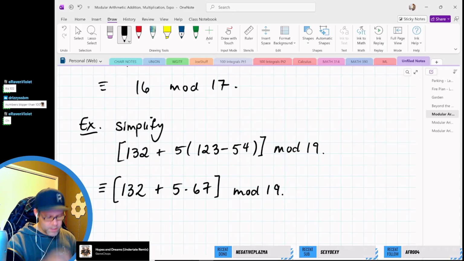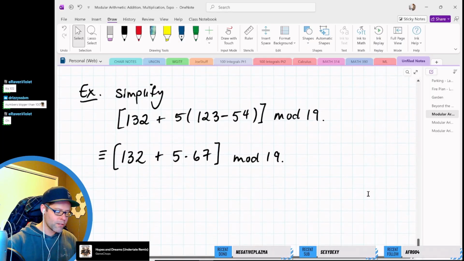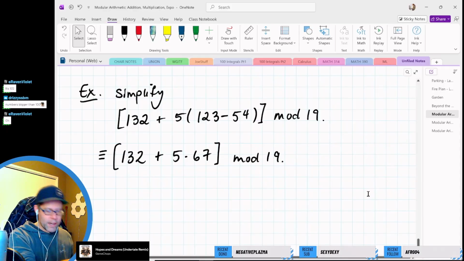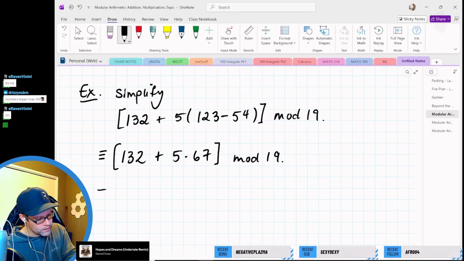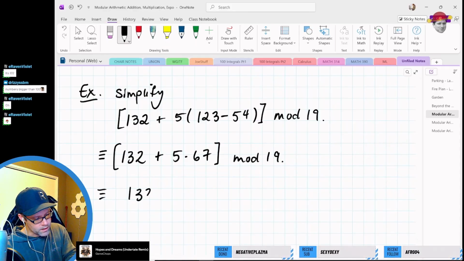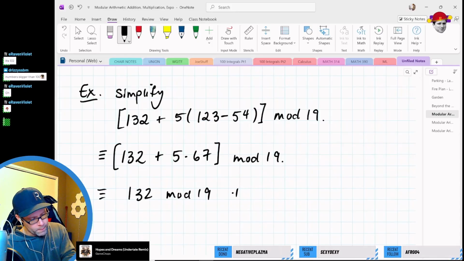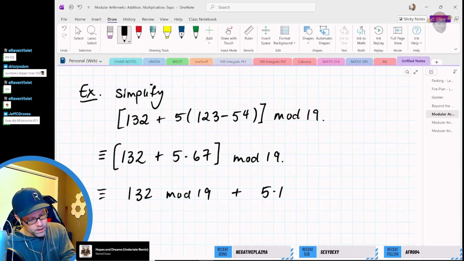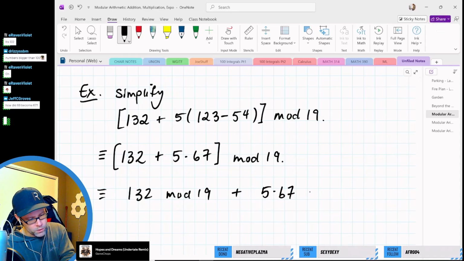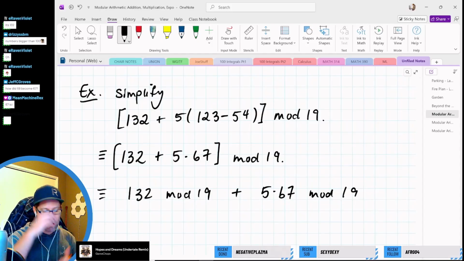So modular arithmetic, we've seen, can be broken up by addition, right? So I can really think about working mod 19 with that 132. So I'm just going to rewrite this. Let's just consider mod 19 over here, and let's consider mod 19 here. And then once we've done those pieces separately, we can just put the remainders back together and we'll be okay.